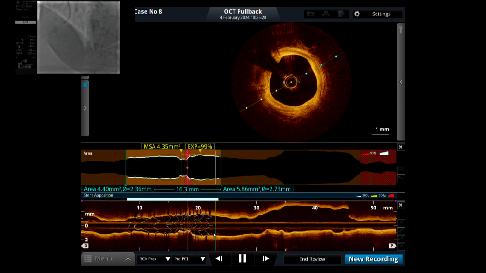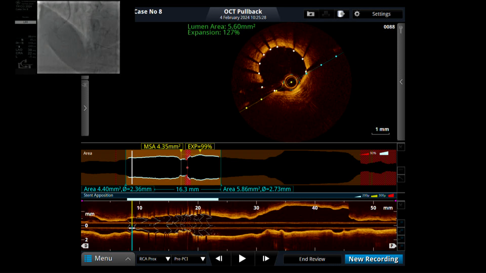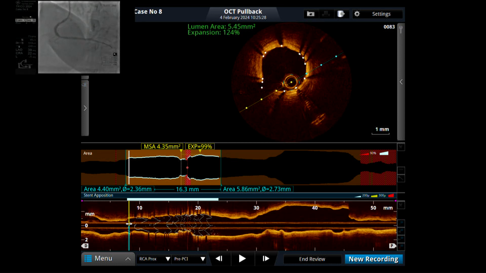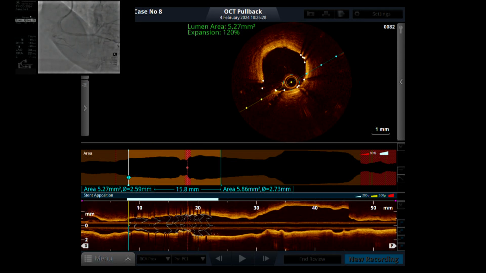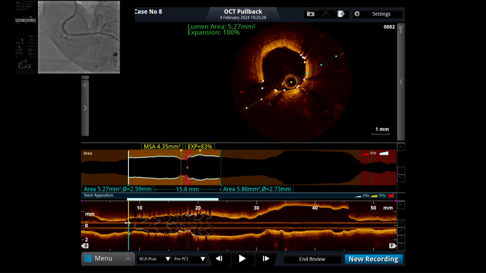Yeah, OCT image. Distal position is very good, right? Perfect. No dissection, right? Here is the distal end. Apposition is okay, right? Perfect. The size is nearly 2.6, right?